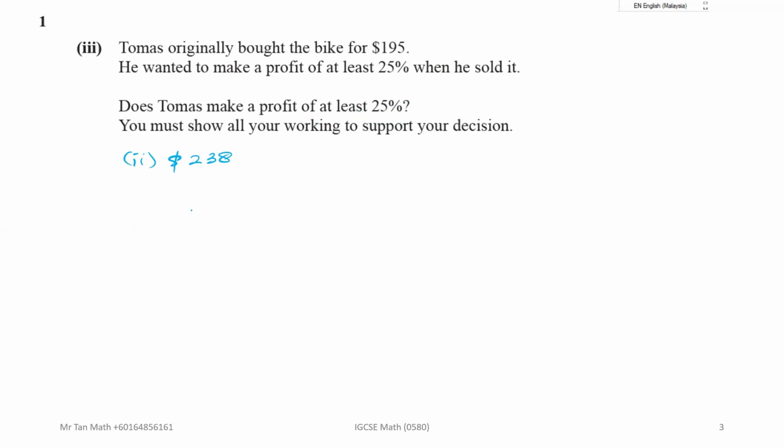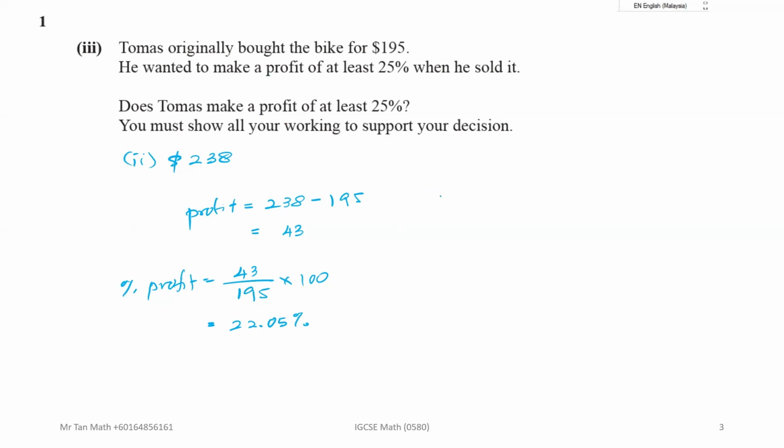Okay, so in this case, you just calculate the profit. 238 minus 195, so that equals 43. Then you calculate the percentage. The percentage profit, 43 over 195 times 100. So you will get 22.05%.